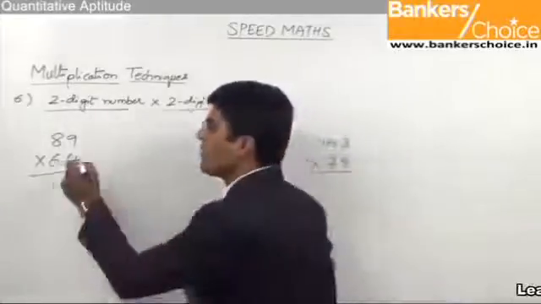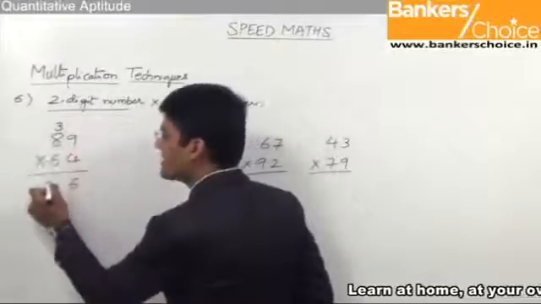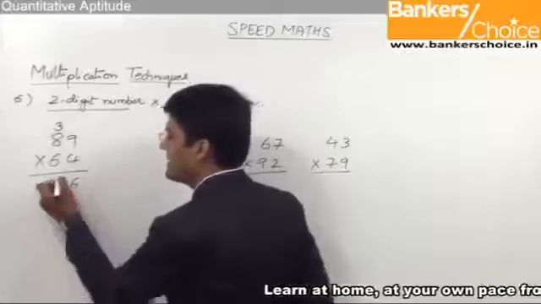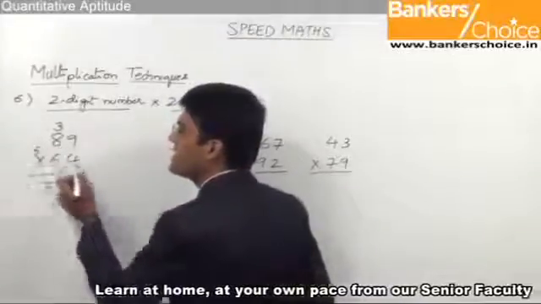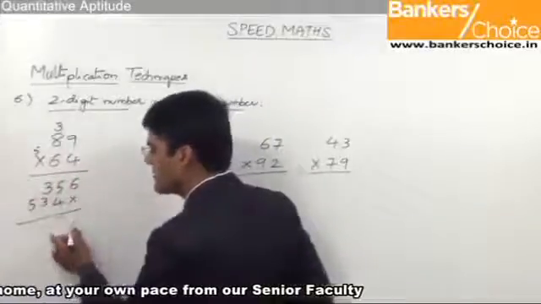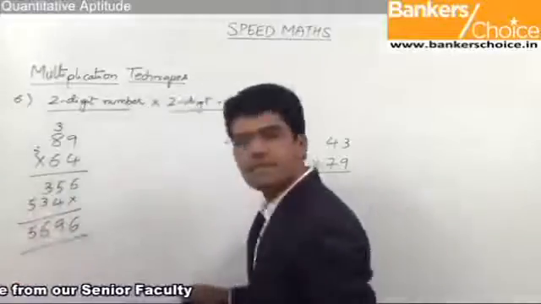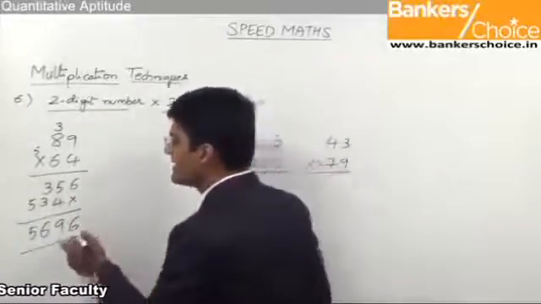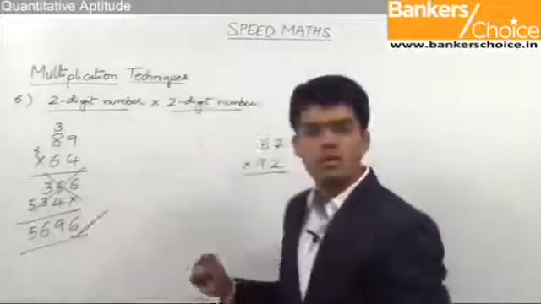For example, 4 into 9 is 36. Then 4 into 8, 32 plus 3 is 35. Then we say 6 into 9 is 54, 5 is carry forward, and 6 into 8 is 48. 48 plus 5 is 53. So the final answer here will be 6, 5 plus 4, 9, 6 and 5. That is 5696. So as you can see here, the answer is correct, but the method is lengthy. Why? Because it involves a lot of steps.